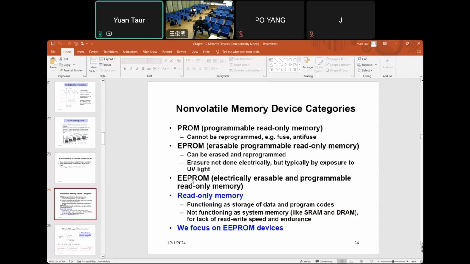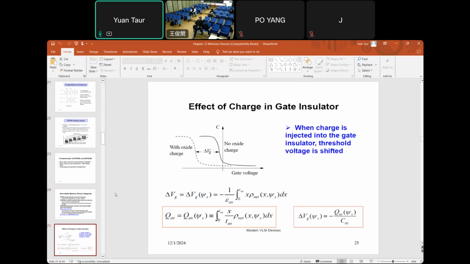This is also called flash. Basically, the way it works is to have a charge stored in the gate insulator. Okay? And let's see.